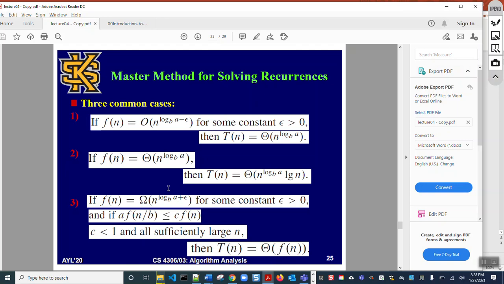Here in the third case, T(n) = aT(n/b) + f(n), and a f(n/b) is less than or equal to c times f(n), where c is less than 1, for a large n value.